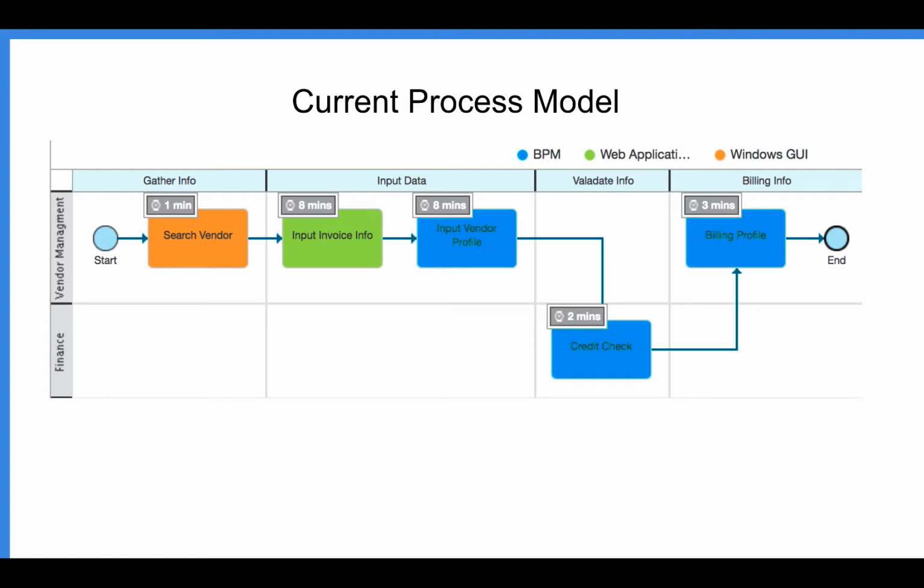You'll see that they will log on to a Windows GUI. They will then log on to a web application with that information, and then take that same information into the BPM vendor profile. At that point, that will be passed on to the finance team, and then finally back to the vendor team to actually do billing. So that's the current process today. It takes approximately 22 minutes of work time.